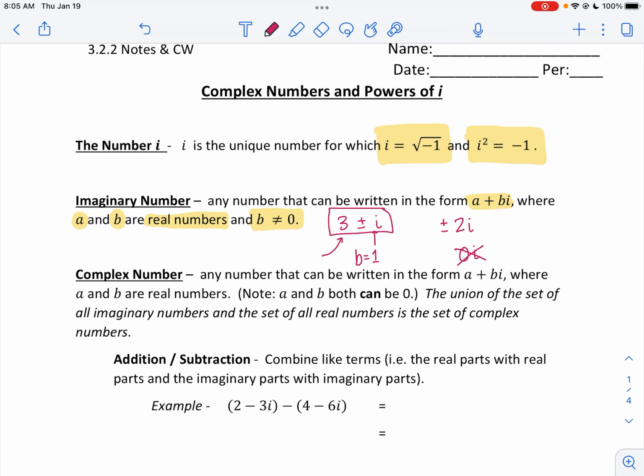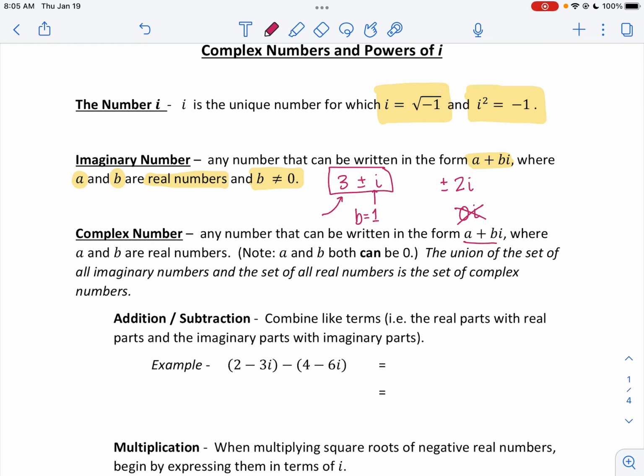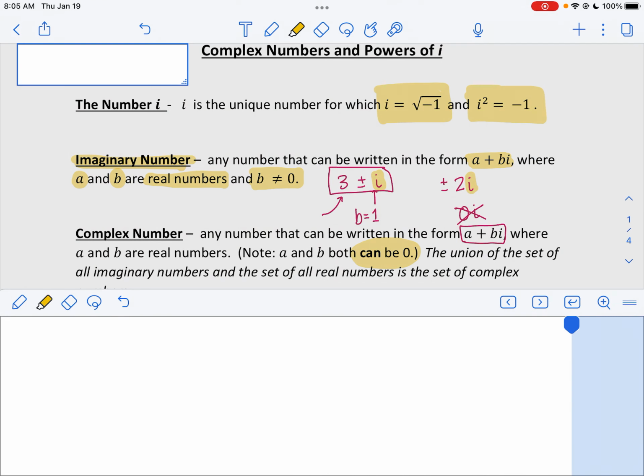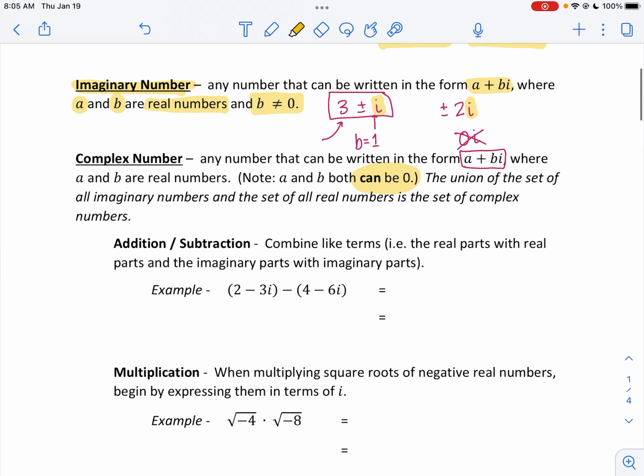Let's see. Complex numbers. Any numbers that can be written in the form a plus bi, where a and b are real numbers. Note a and b both can be 0. So the union set of all imaginary numbers and all sets of real numbers is the set of complex numbers. The moment we have an i, it's an imaginary number. The moment that we have either one of those, it's going to be a complex number. Okay? So it can be all imaginary numbers or a set of all real numbers. It can be both. Okay?